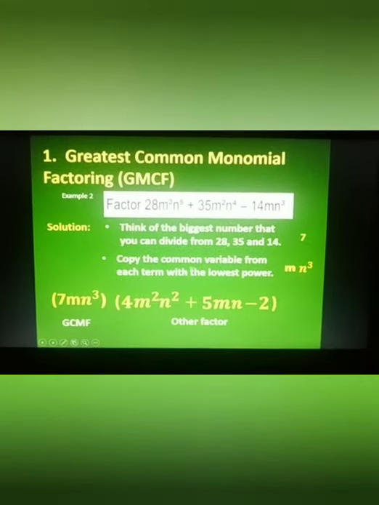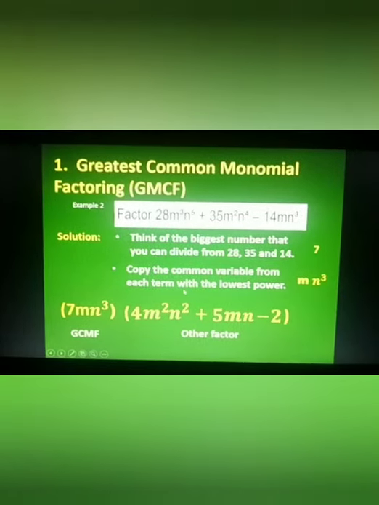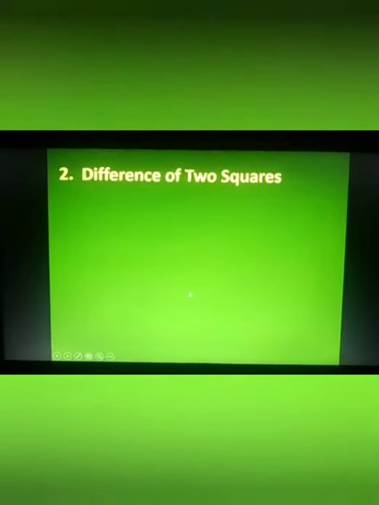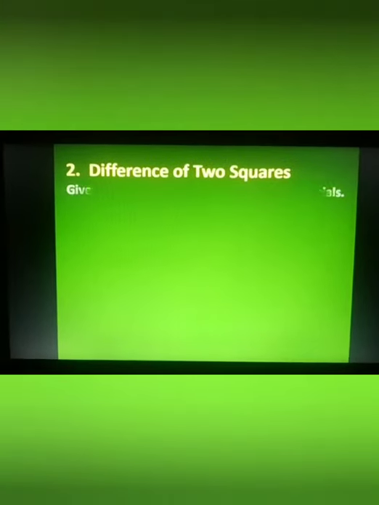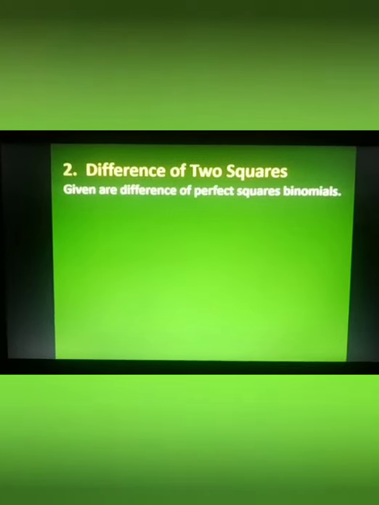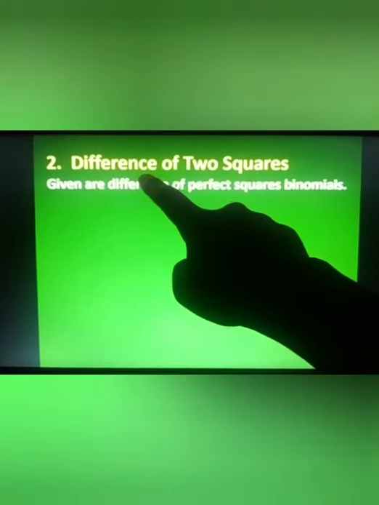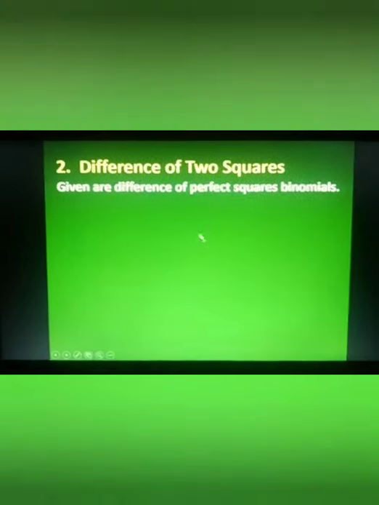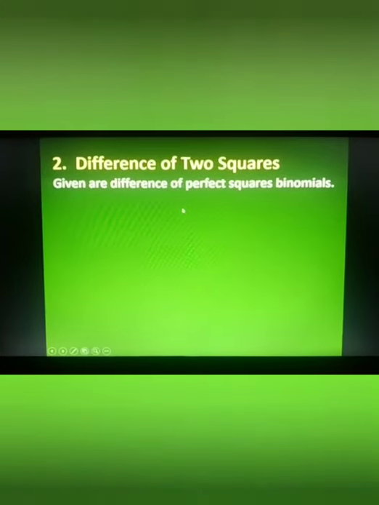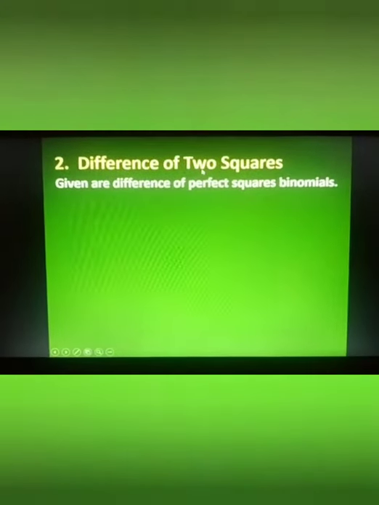So, pili lang kamo kung ano gusto nyo nga way para mag-answer using the GCMF. Number 2. Difference of two squares. The nature of this factoring technique is that ang given mo dapat gagamit minus or the word difference. Kung wala gagamit minus, hindi na siya applicable. Okay? Difference of two squares.